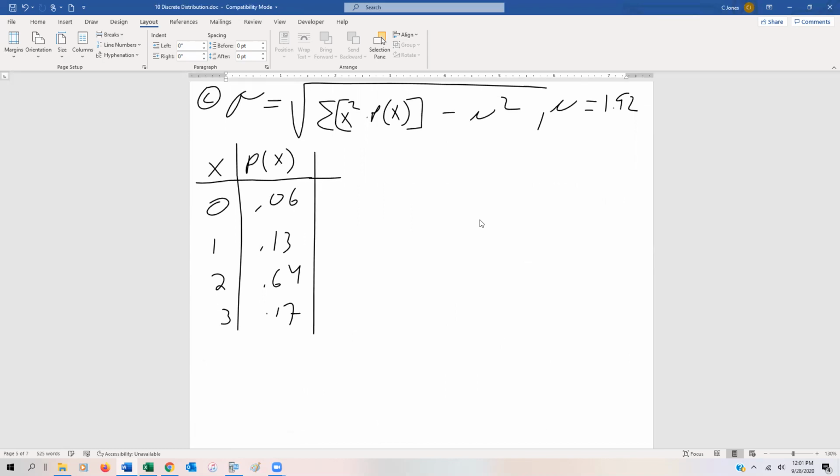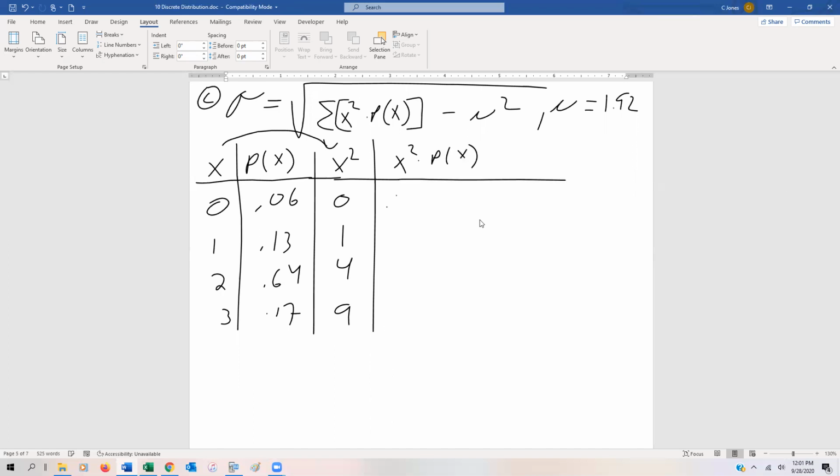Now we need x squared. And by the way, it doesn't matter what order these columns are in. I think in the previous example, maybe I did x squared first. It doesn't matter. Right? So for x squared, we're going to square each of the values that are given for x. So that's 0, 1, 4, and 9. And the last column is going to be x squared times p of x. So we're just going to multiply. So it's going to be 0.06 times 0, 0.13 times 1, 0.64 times 4, and then 0.17 times 9.